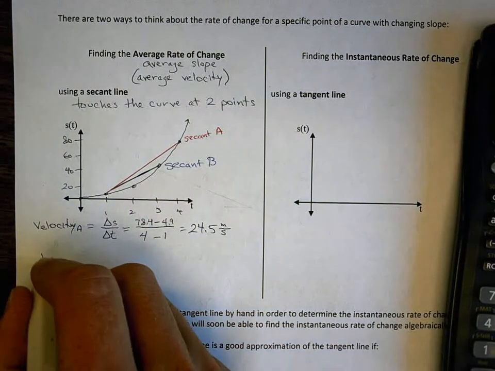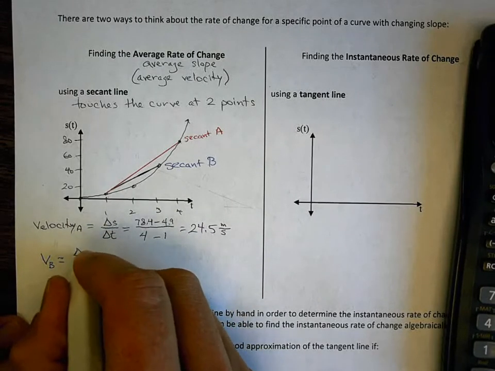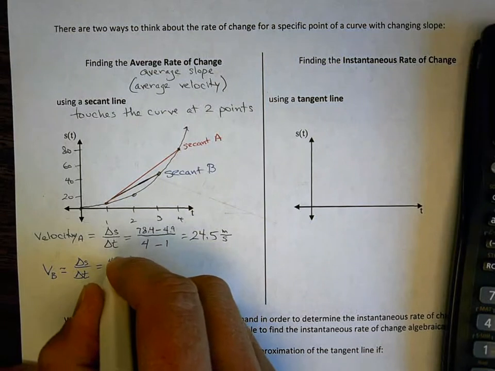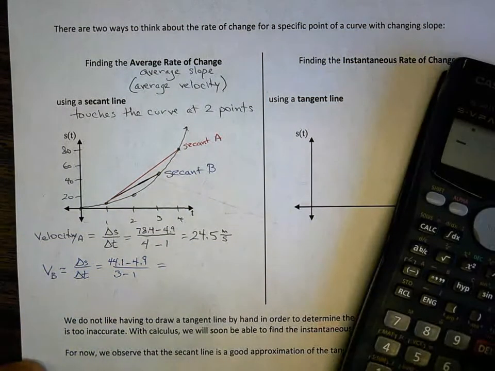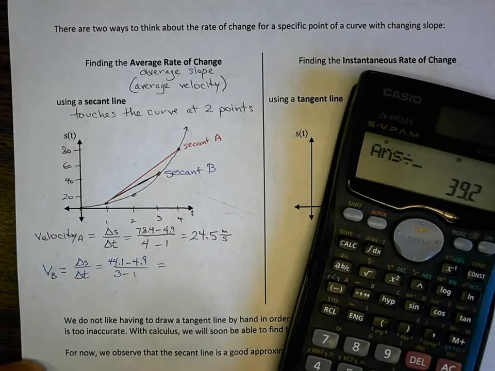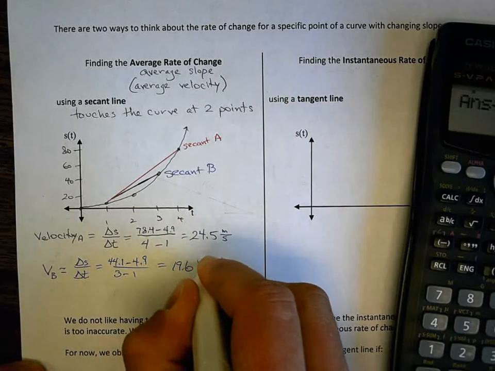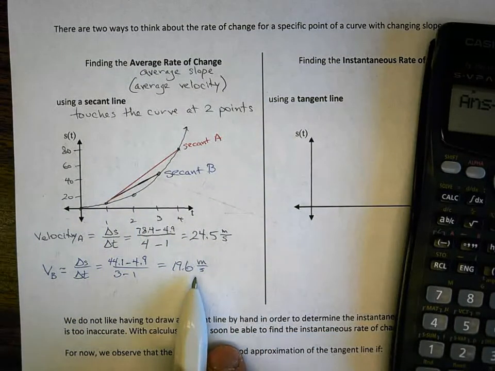So let's figure out this velocity, or this secant line B. Again, it would be rise over run. And that's going to be, okay, so this point, if I go to the back, it was 44.1 minus 4.9 over 3 minus 1. Let's do that. 44.1 minus 4.9 divided by 2. That gives me 19.6. That's better, right? That's a little flatter. Is that my actual average, or my best approximation for speed?